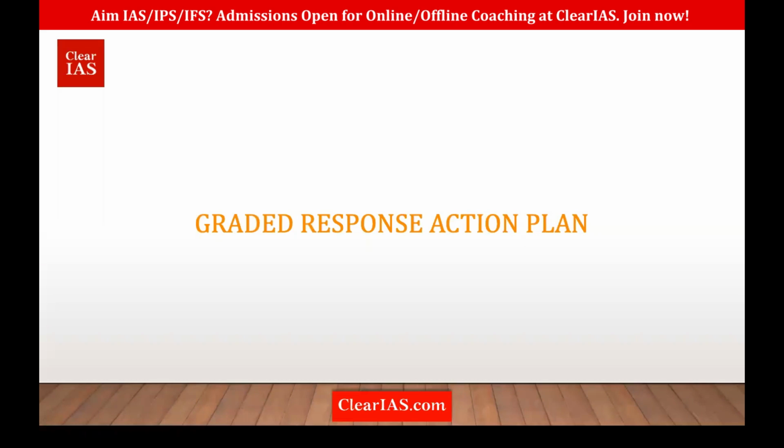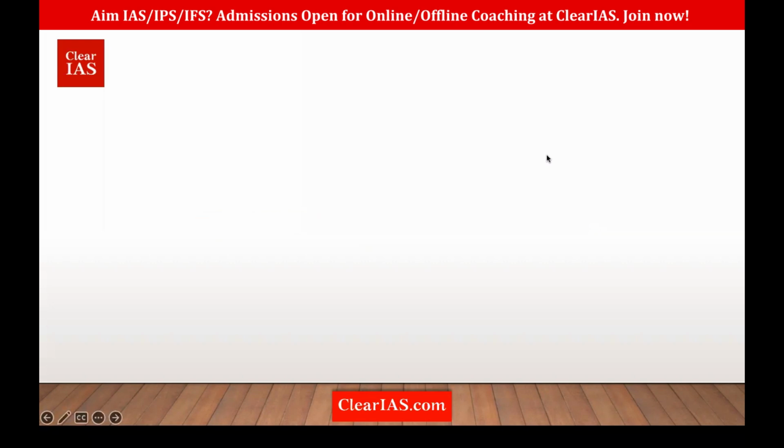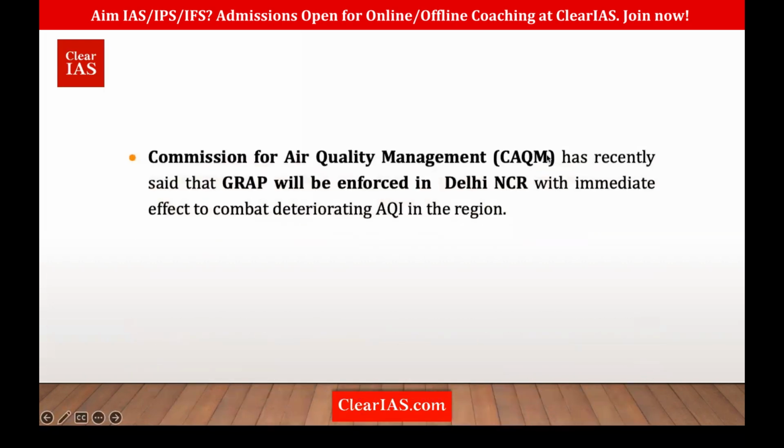Okay. So what is this Graded Response Action Plan? It is the response, how we have to respond based on the air quality levels. If there is high pollution, what the government should do. Based on various grades, that is various levels, this action plan has been constituted. So that is the Graded Response Action Plan. We'll see what it is.